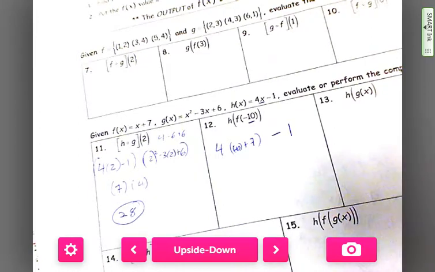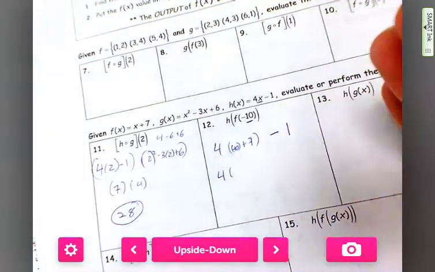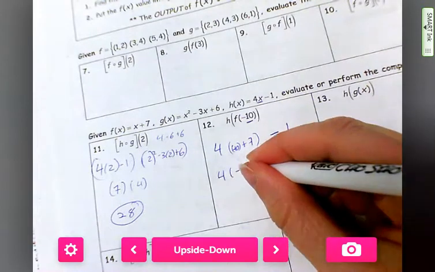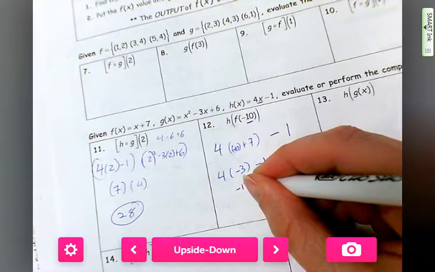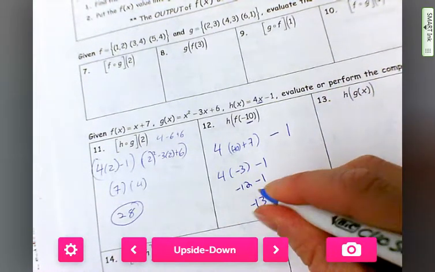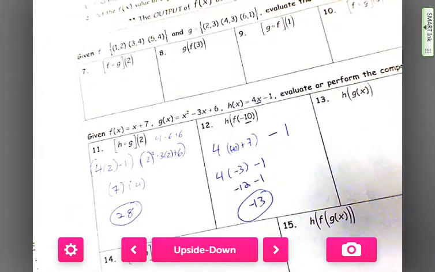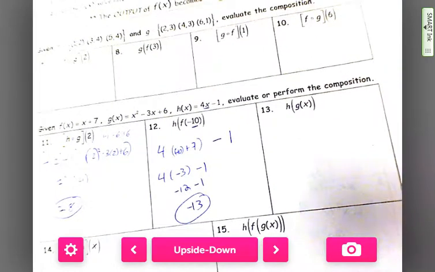Okay, now I can solve it. So I go 4, negative 10 plus 7 is negative 3. 4 times negative 3 is negative 12. Negative 12 minus 1 more is negative 13.